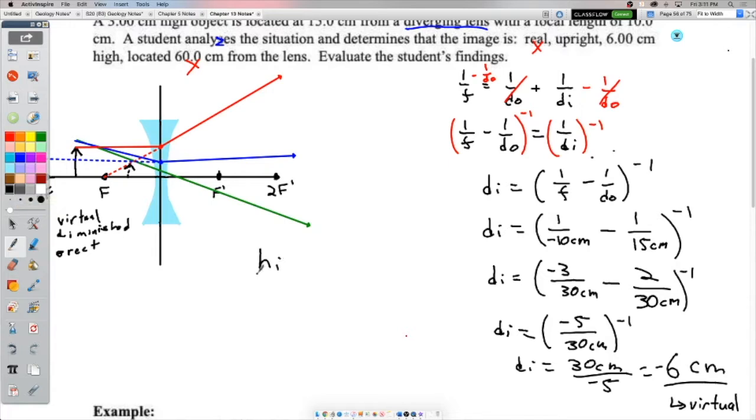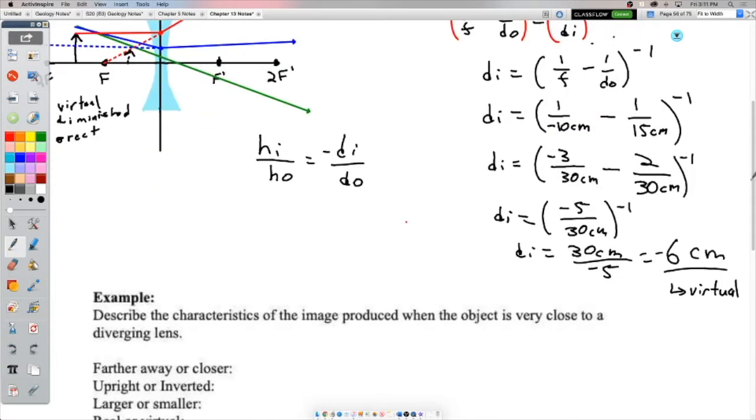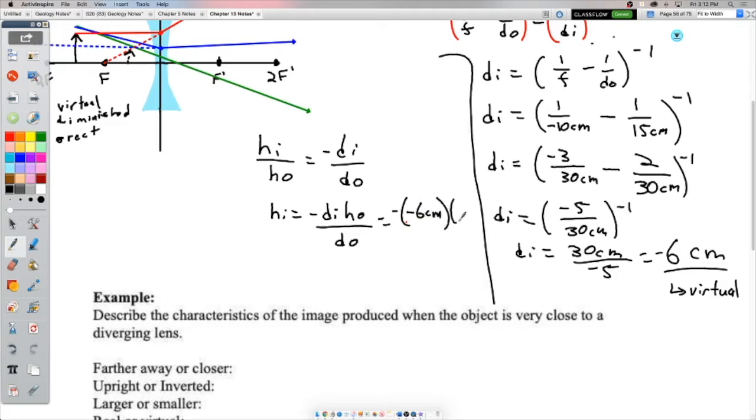We have that HI over HO equals -di over DO. If we wanted to find the magnification, we could. The question didn't really ask us for it though, so we can kind of skip that step. So di is -6 centimeters. Don't drop that negative. Height of the object was 3 centimeters divided by the object distance, which was 15 centimeters. And I got to 2 sig digs that the height of the image was positive 1.2 centimeters, right? Negative times negative is a positive. So what does that tell us? It tells us it's erect, and 1.2 is smaller than 3, so it's diminished, okay?